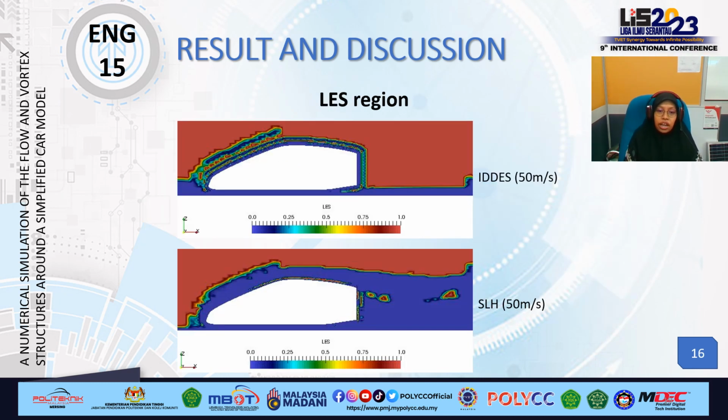Here is the answer why SLH does not give a good result for 50 meters per second: in the turbulence area, it is only using the RANS model, which can only resolve the big vortices, but IDDES uses the LES model, which resolves the rear area.